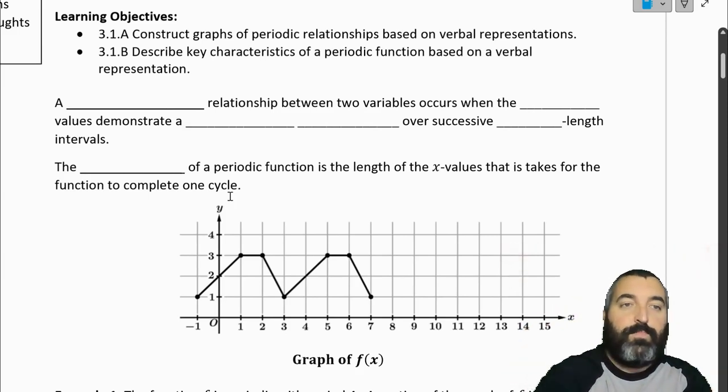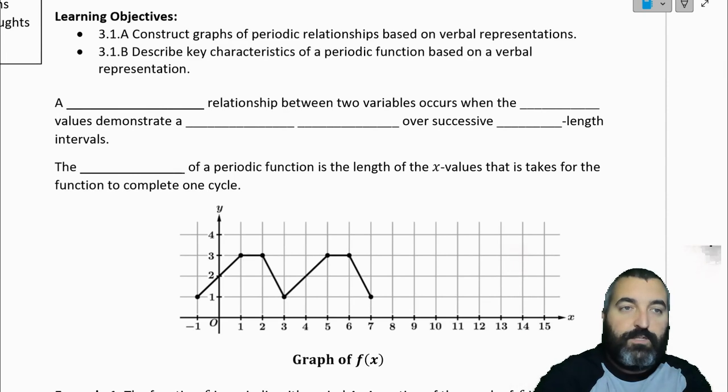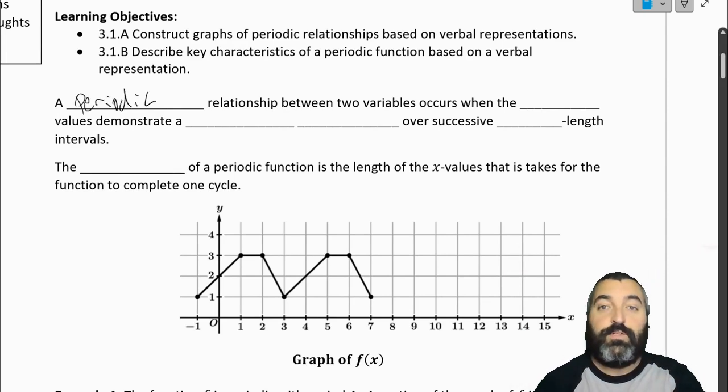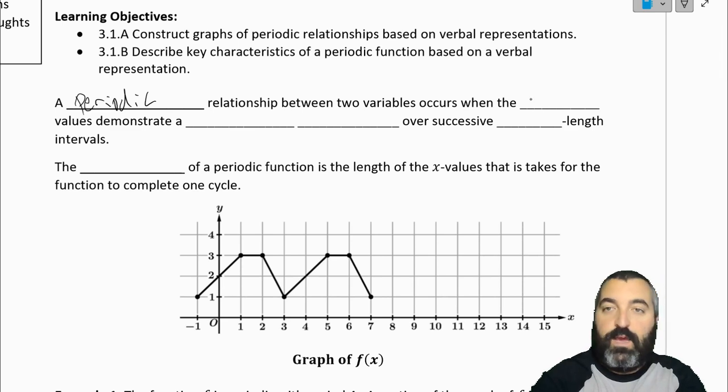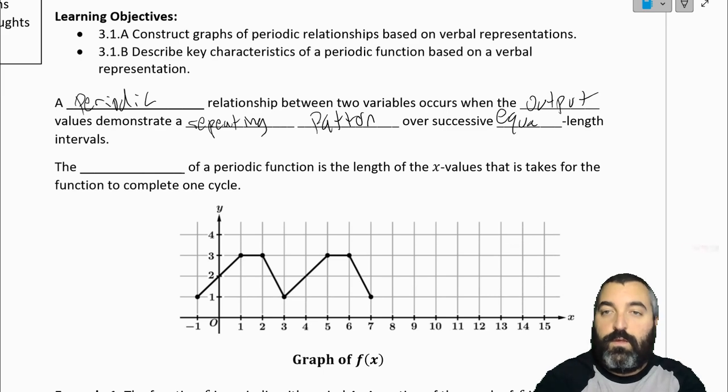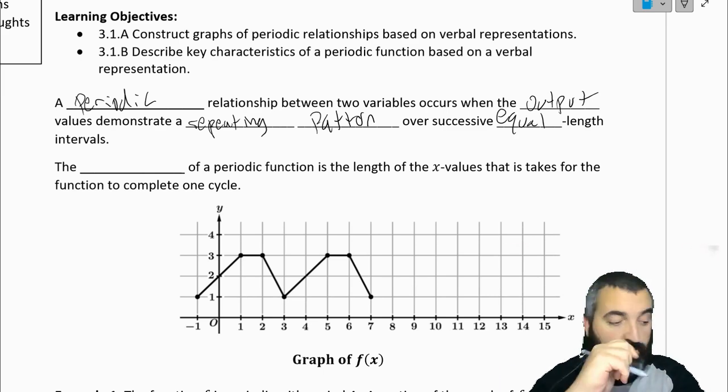So a periodic relationship between two variables occurs when the output values demonstrate a repeating pattern over successive equal length intervals.